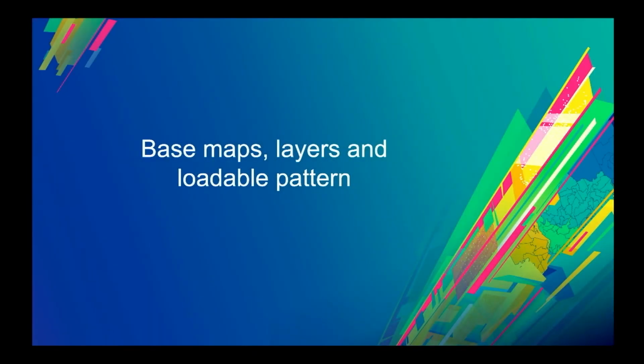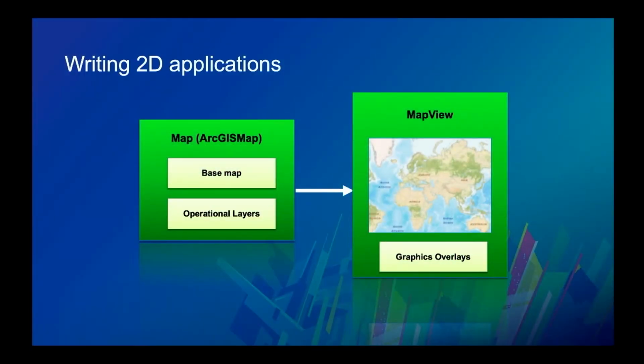I want to now introduce you to some of the key classes and the patterns that we make use of in making 2D and 3D applications. I want to start off by talking about the main two classes that you're going to be working with for writing 2D applications. The first class, the map, or in Java we decided to call it the ArcGISMap because obviously in Java, Map has been used elsewhere, so we didn't want to clash there. We have a class that represents the data that you're going to be working with inside your application. That consists of two things. It's a base map, which is the wallpaper, over which you draw your own business data.